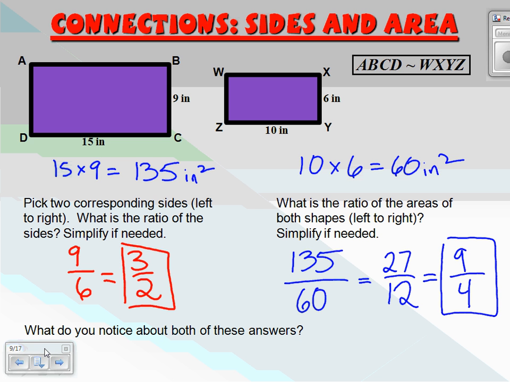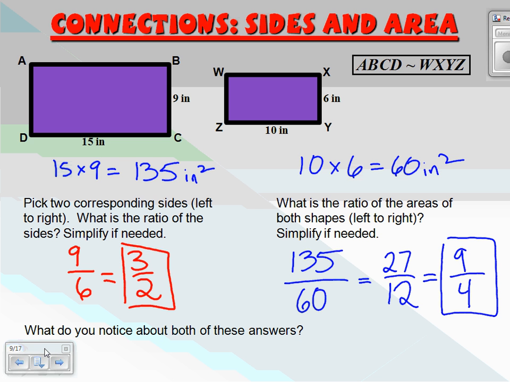I want you guys to look at the connection between the left-hand number of 3 over 2 and the right-hand side, 9 to 4. What's the connection? They're not the same like perimeter. What's the relationship between 3 and 9? What's the relationship between 2 and 4?